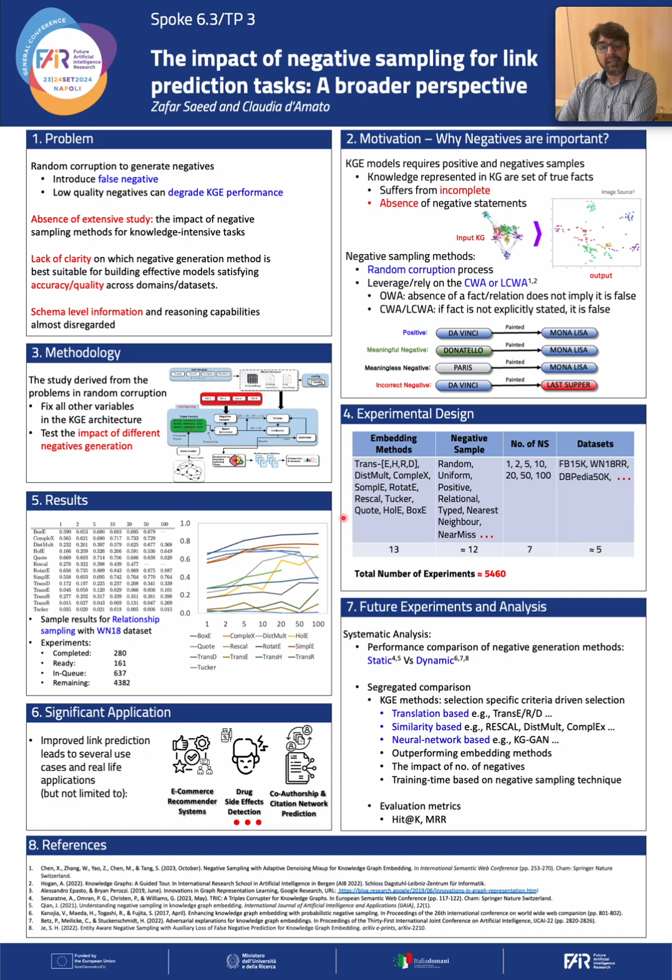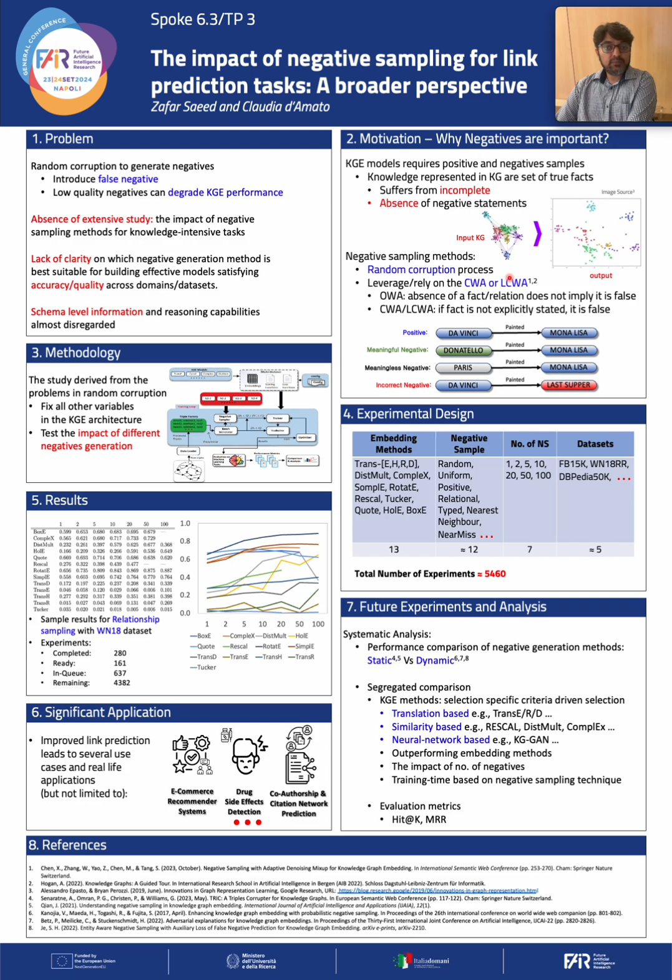So there is an absence of such kind of studies, and also a lack of clarity on which negative generation method is best suitable for building effective models satisfying accuracy, quality across domains and data sets. So the main motivation of our study is knowledge graph embedding methods. Those aim to project nodes from a graph into low dimensional space where similar nodes based on their relational properties are positioned closer together, facilitating machine learning tasks to use embeddings as a feature space.